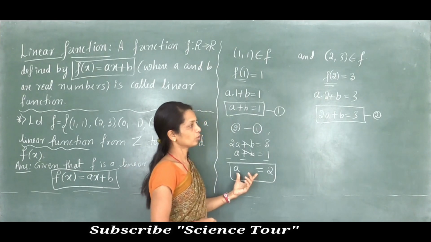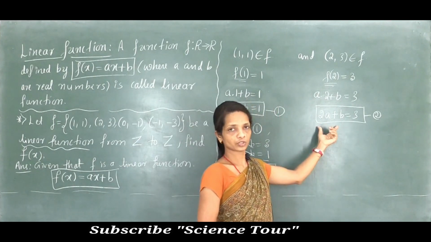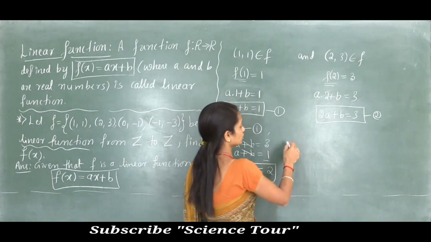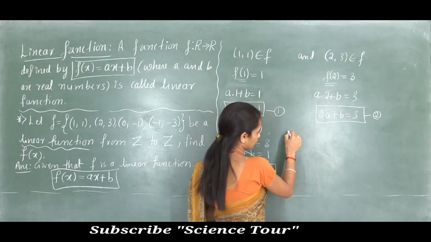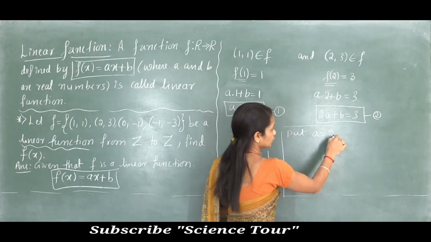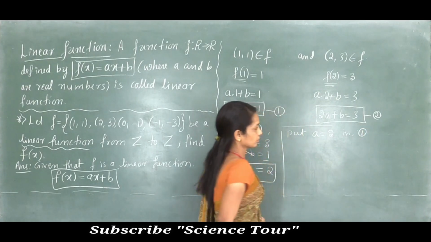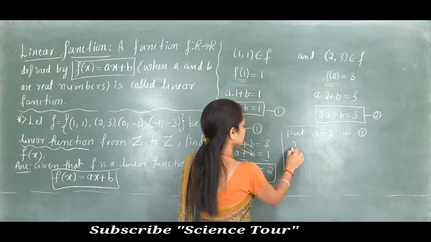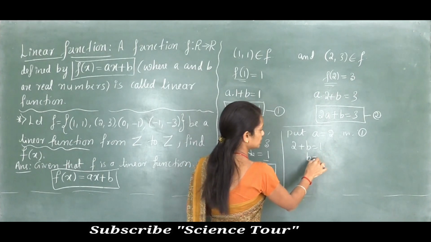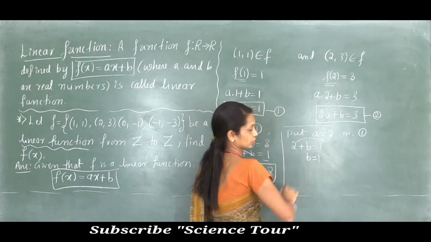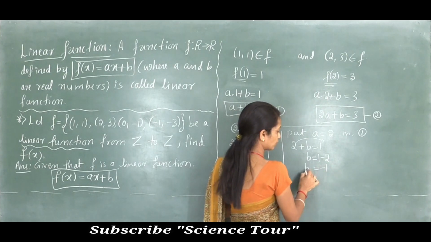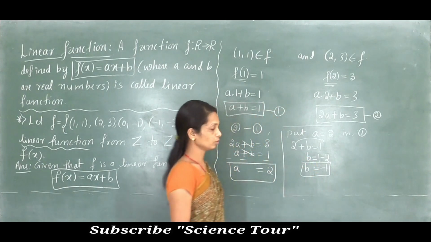So use this value of a in equation 1 or equation 2, any one equation you can use. Okay. I'll use equation 1. So from that what would we get? Now put a is equal to 2 in equation 1. So now that becomes what? In place of a, use 2, plus b is equal to 1. So from that you will get b is equal to 1 minus 2, that you shift to the other side as minus 2. What is 1 minus 2? That is minus 1. What is the value of b? b is equal to minus 1.